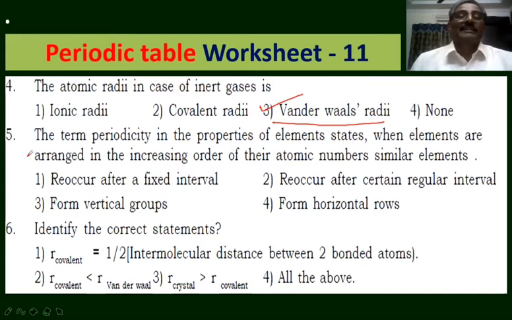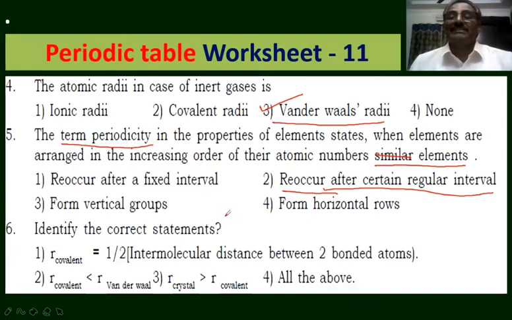Fifth question. The term periodicity in the properties of elements states when elements are arranged in the increasing order of their atomic numbers, similar elements reoccur after certain regular intervals. The periodicity is nothing but a reoccurrence of elements with similar properties at regular intervals. What is meant by periodicity? The reoccurrence of elements with similar properties at regular intervals. So second option is the right option.